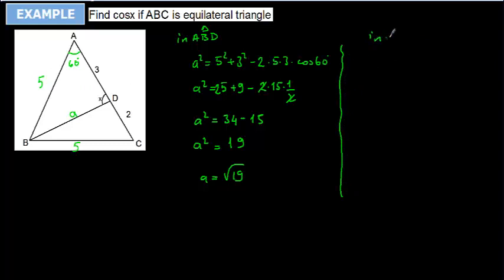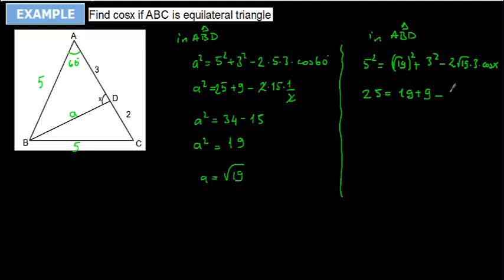In ABD, 5 squared is equal to, this time the opposite side is 5 squared, is equal to a squared, where a is root 19, so directly root 19 squared, plus 3 squared minus 2 times root of 19 times 3 times cosine x. Okay, then 25 is equal to 19 plus 9 minus 2 root of 19 times 3 times cosine x.